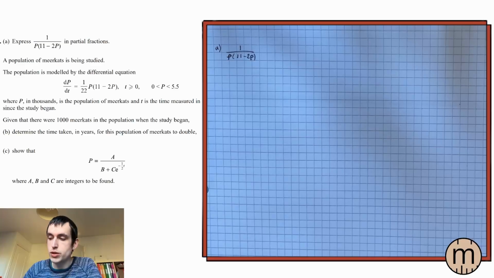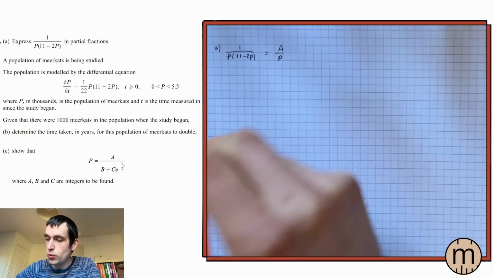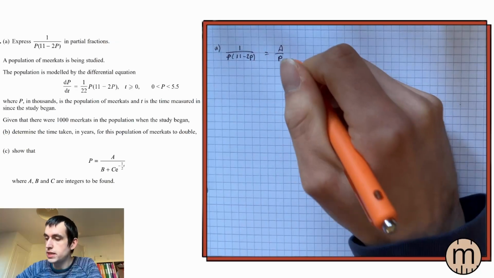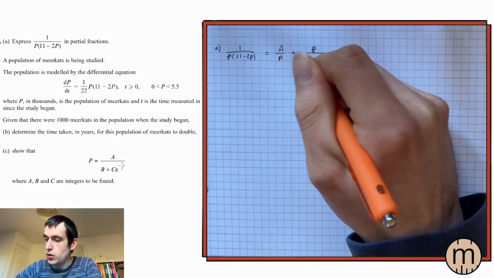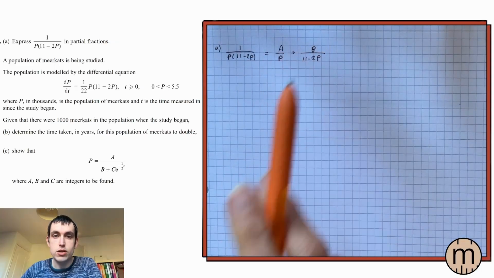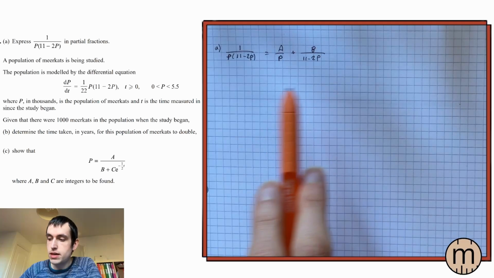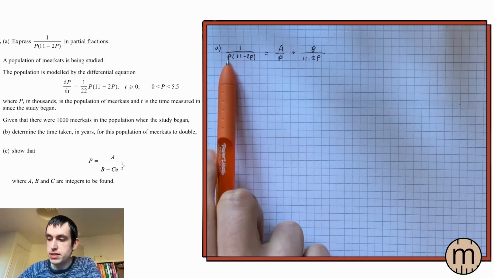So to understand partial fractions, you need to know that it's equal to one fraction with the first bit of the denominator and another fraction with the second bit of the denominator. And a and b are constants that we have to work out. To find what a and b are, we times both sides by this denominator.